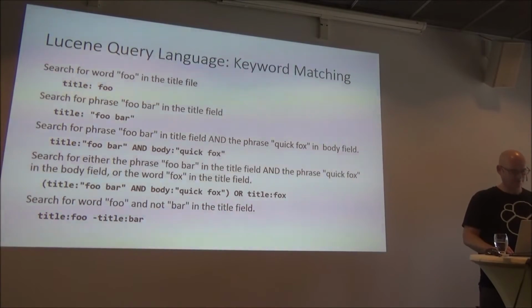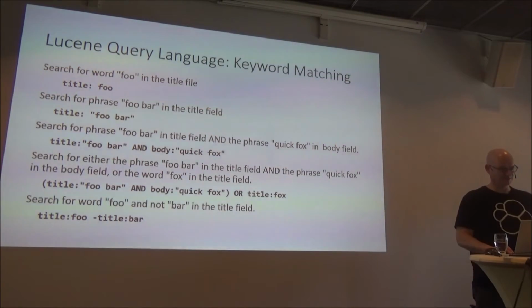So a little bit about the query language, to get an idea of how simple it is. If I had a field named title, then I could search for the word food in that field. If I want to have spaces in there, I put quotes around it. If I want to do logical and, I use a logical and. I can use parentheses to do order of operations, and then I can use negation. So you are now experts in the Lucene query language.